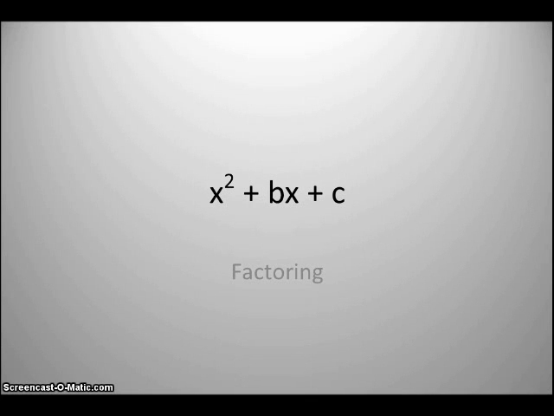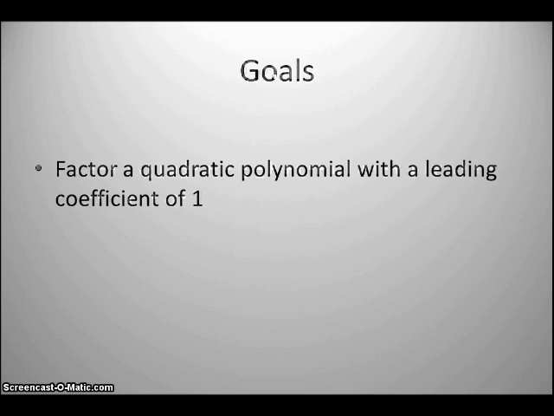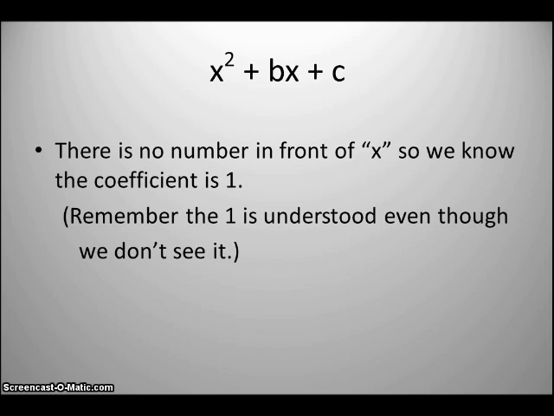Okay, today we're going to be looking at equations that are in the form of x squared plus bx plus c. Our goal for the day is to be able to factor a quadratic polynomial that has a leading coefficient of 1. So there's no number in front of the x squared, so we know that the coefficient is 1. Remember that the 1 is understood even though we don't see it.